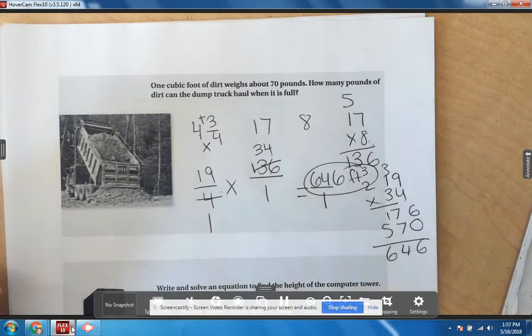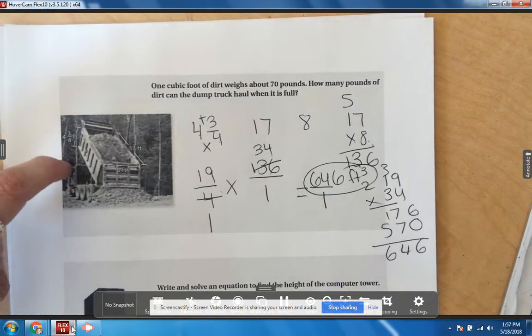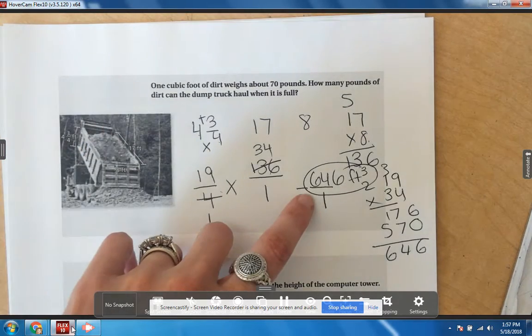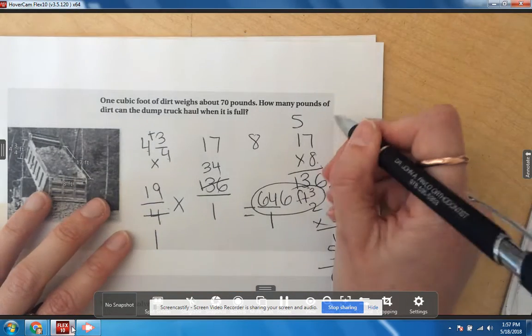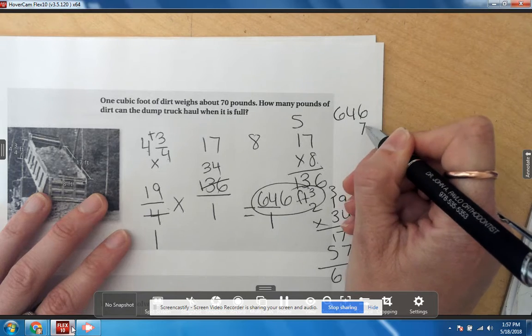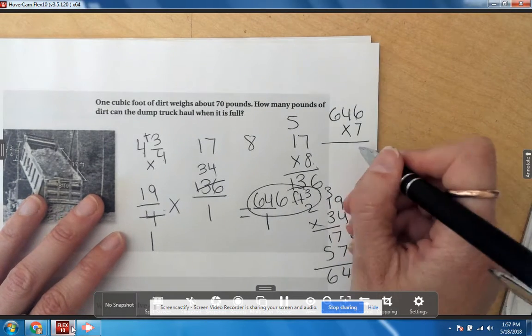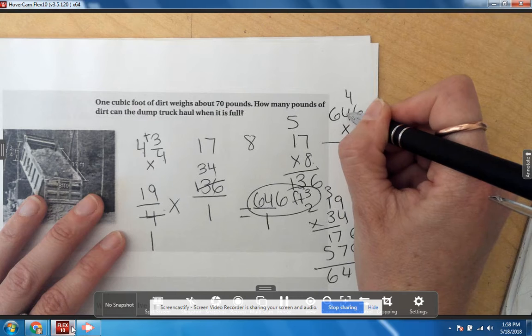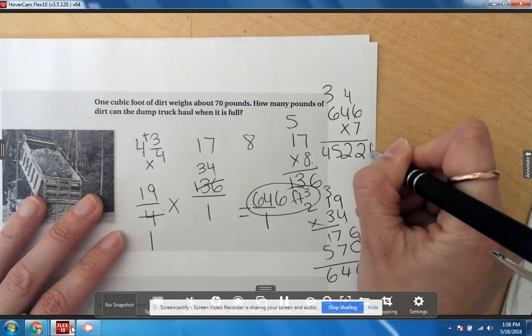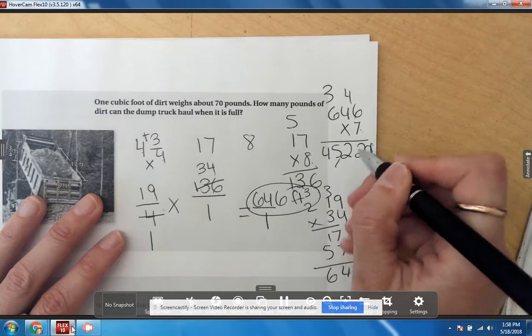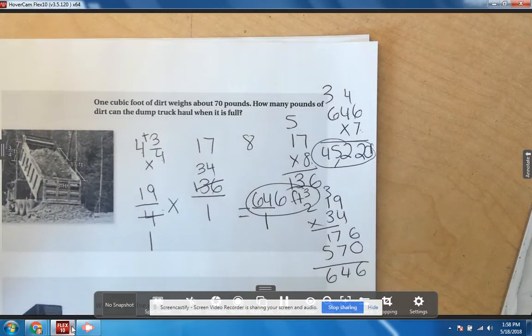That's not my final answer. The question is saying, if 1 cubic foot of dirt weighs about 70 pounds, how many pounds of dirt can the dump truck haul? So the dump truck can haul 646 cubic feet, and each cubic foot is 70 pounds. So I'm going to do 646 times 70. I'm actually going to do times 7 and put a 0 at the end. Throw a 0 at the end. So 45,220 pounds of dirt would be your final answer.